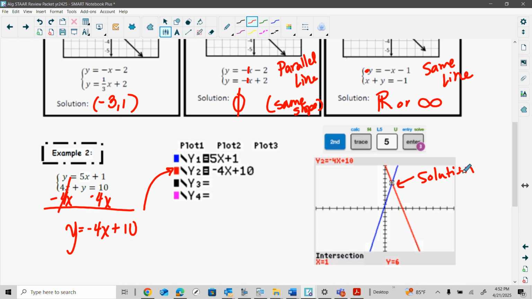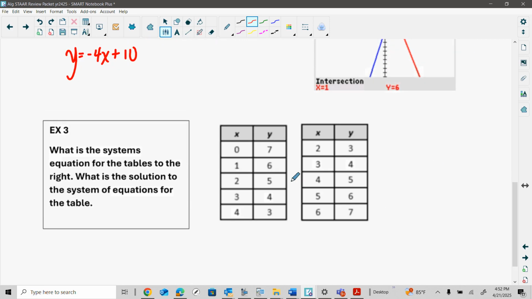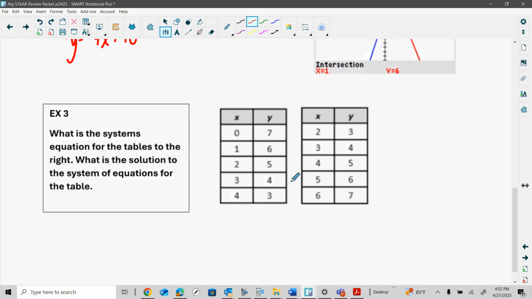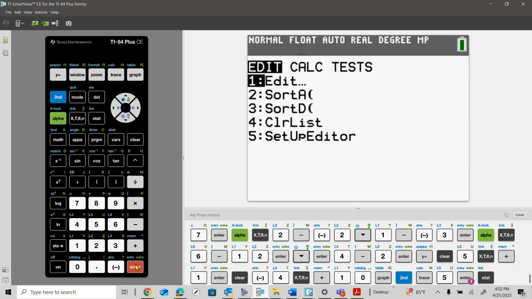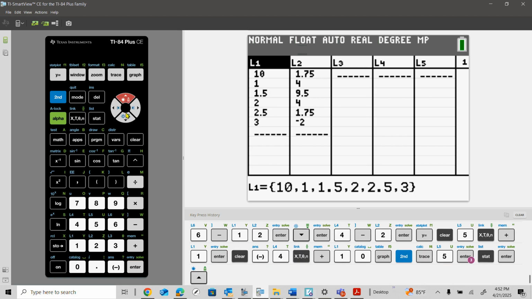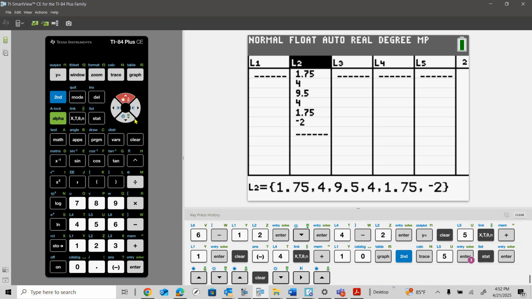Now, if you do not have a graph, for example, like here on example 3, to come up with the equation for the table, because what is the system's equation? This is when I would do L1 and L2 again in stat. So if you go to stat, hit enter. I'm going to clear this out. Oh, I didn't hit clear. Clear, and then come back down.